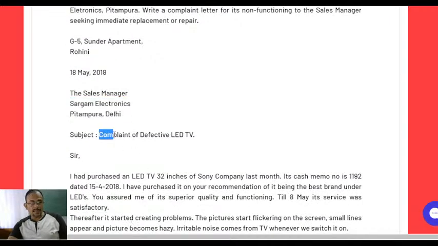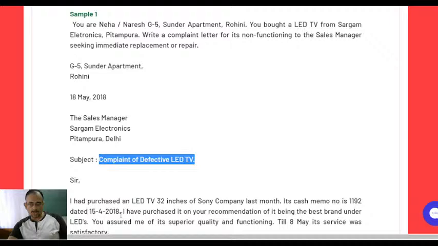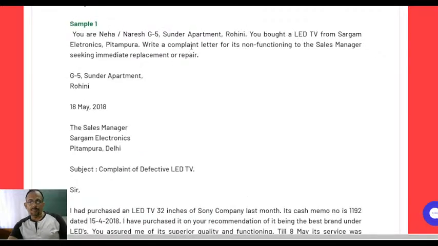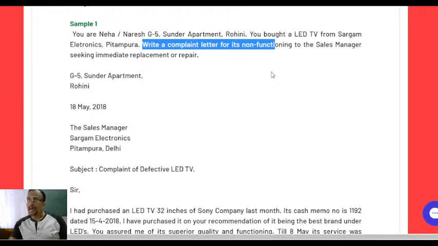Then you have to write the subject. The subject is: complaint of defective LED television. What the problem is, is not given in the question, so you have to find out what kind of complaints there might be.